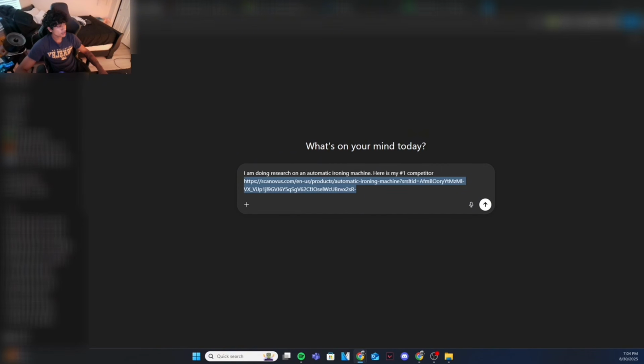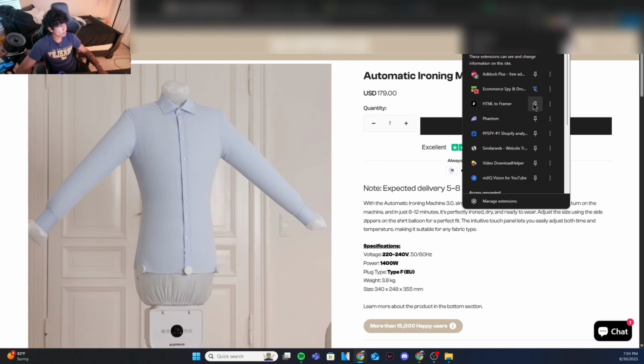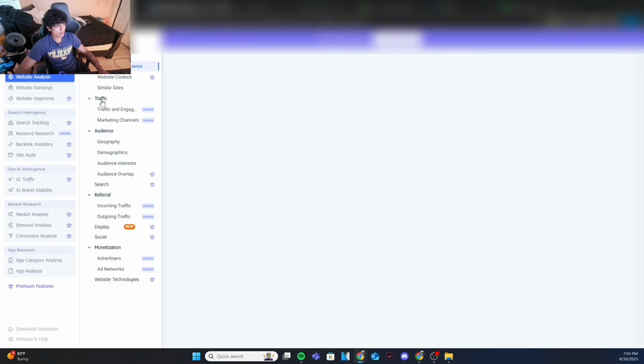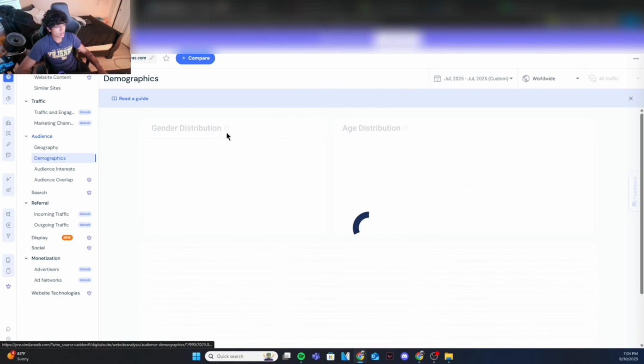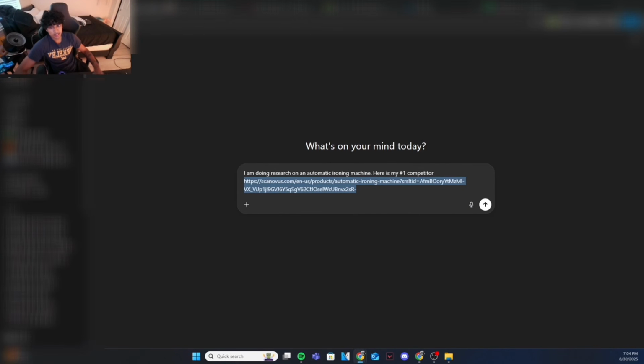As a bonus, and I don't want to go too into detail about this, you can put in their SimilarWeb metrics. You can screenshot the demographics using SimilarWeb. If we go here, give it a second. Go to demographics. You can screenshot this and show it, but sometimes it won't have enough data. If that's the case, that's fine.